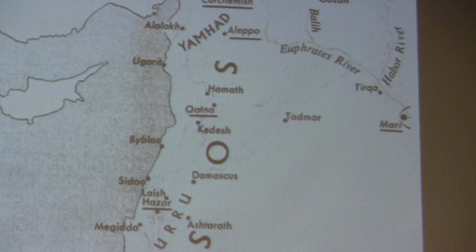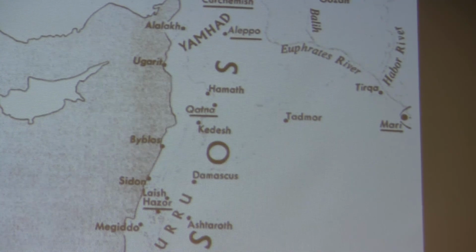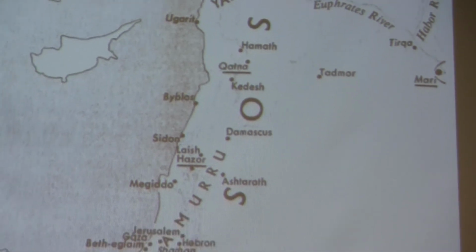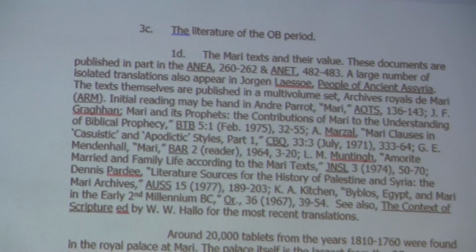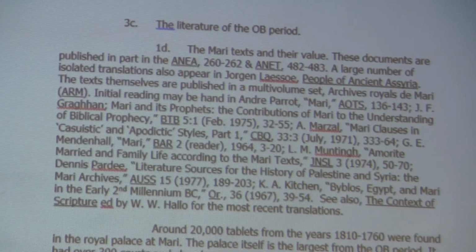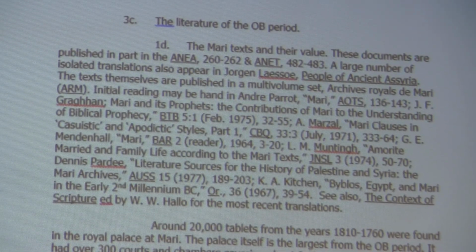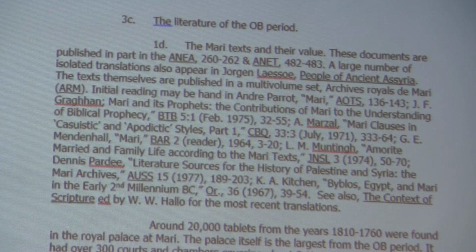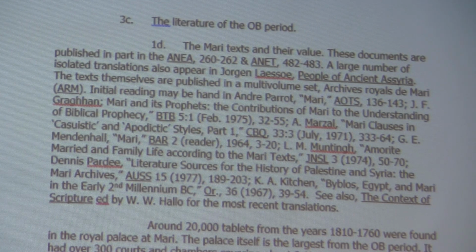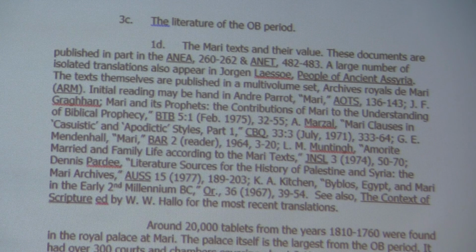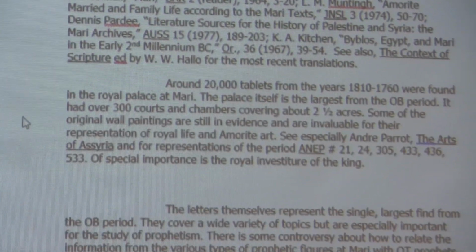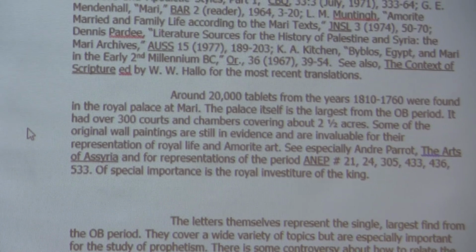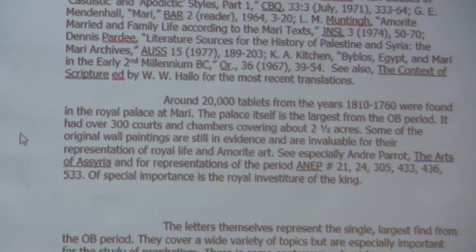So this is where a great tablet find was made, and around 20,000 tablets, and I believe it's more than that now, were found in the royal palace at Mari. The palace at Mari is the largest from the Old Babylonian period. It had over 300 courts and chambers covering about 2.5 acres. A building 2.5 acres is a pretty big building.